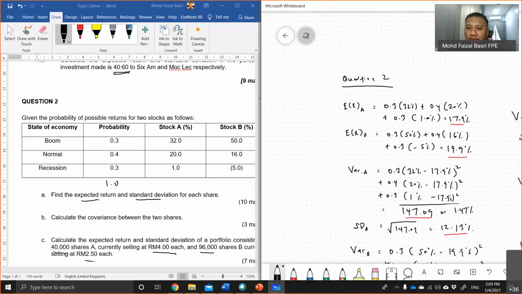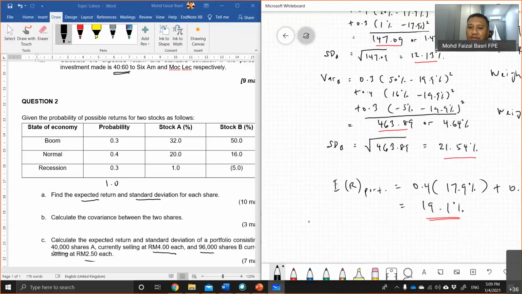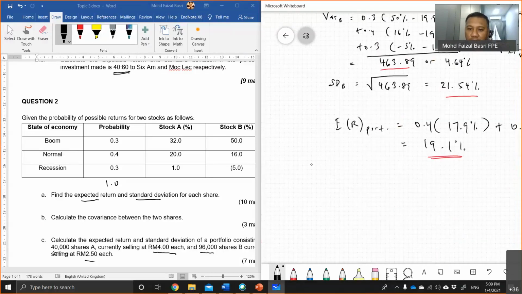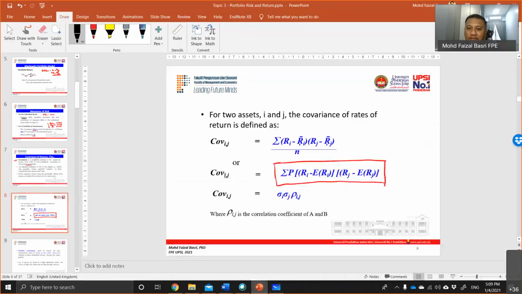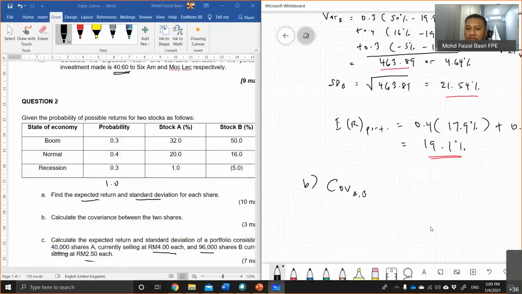Maybe I'll label it so I remember. Okay, so this is for A, so I have to move B down here. This is for B, the covariance between the two stocks. Covariance of stock A and stock B. So in the notes, I use i and j, so you can substitute i and j with the names of stock A and stock B.